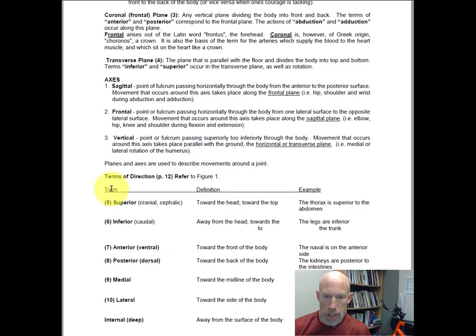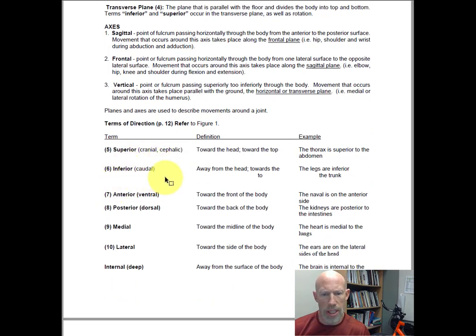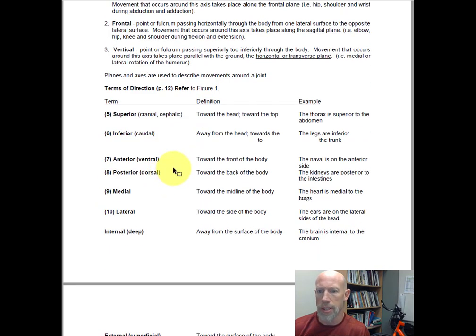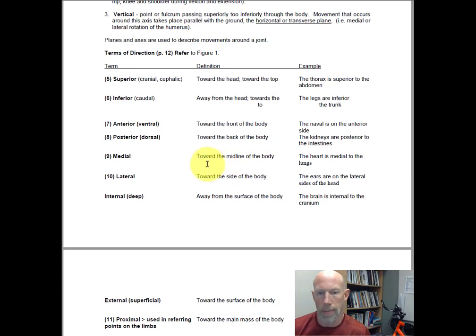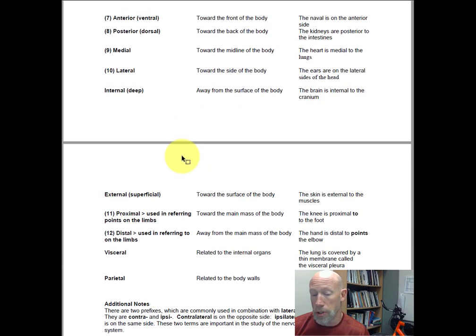So speaking of terms of direction, these are listed here. They're all pretty straightforward. Again, I'm not going to run through these. You're perfectly capable of reading. Just make sure you do.